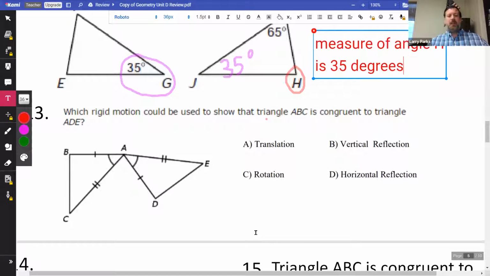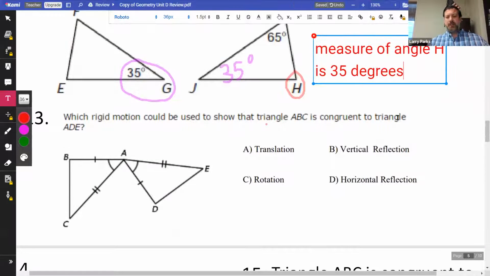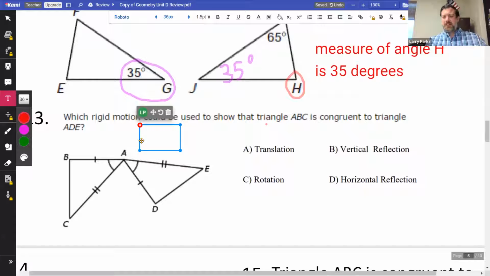Number 8. Which rigid motion could be used to show that triangle ABC is congruent to triangle ADE? When I look at this, I see that that's SAS. So the congruency postulate or theorem would be SAS. So they are indeed congruent. Now I've got to figure out, was it moved? This is obviously not moved because they're not the same exact shape. That would be moved over, rotated, turned, could be.